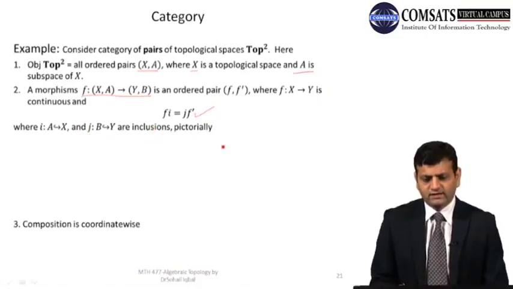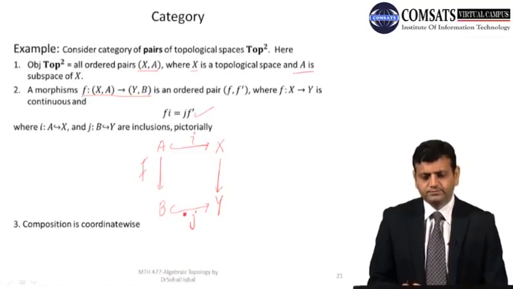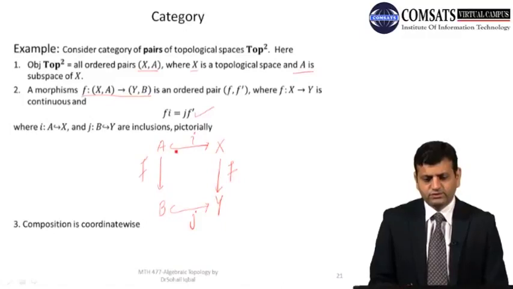So in other words, it's just going to be a continuous map from X to Y, and since A is a subset of X, there is an inclusion from A to X, and B is a subspace of Y, so there is an inclusion from B to Y. So this map is basically f'. Pictorially, f is a continuous function from X to Y, and when we restrict f to A, then f of A is contained in B.